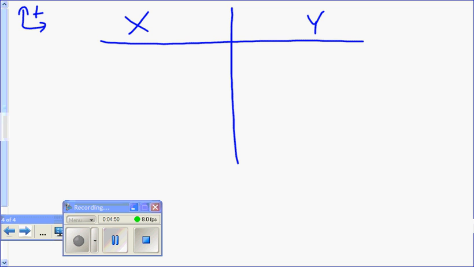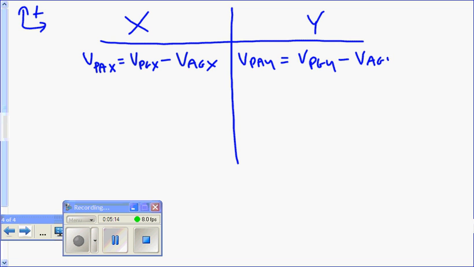The equation I want to end up using is that VPAx equals VPGx minus VAGx. It could very well be that the hardest thing about relative velocity questions is all the subscripts. Similarly, VPAy equals VPGy minus VAGy. Okay, so what is what?